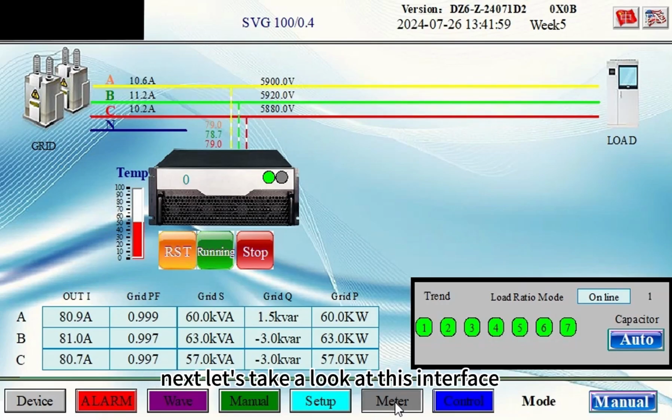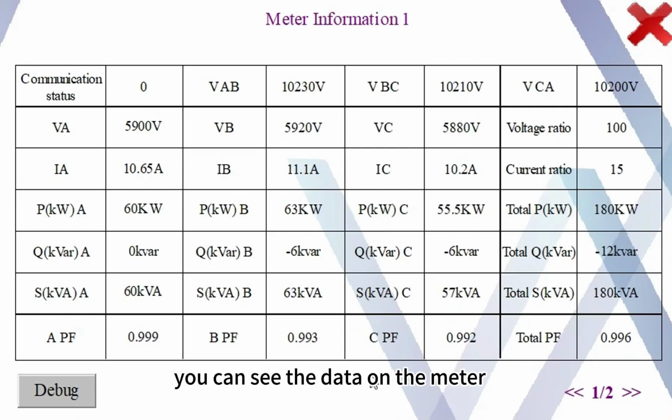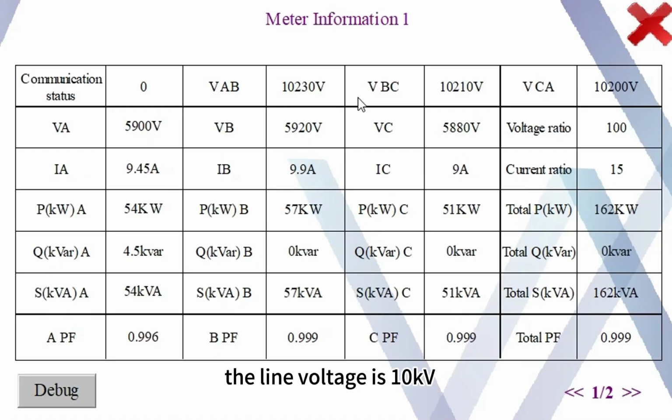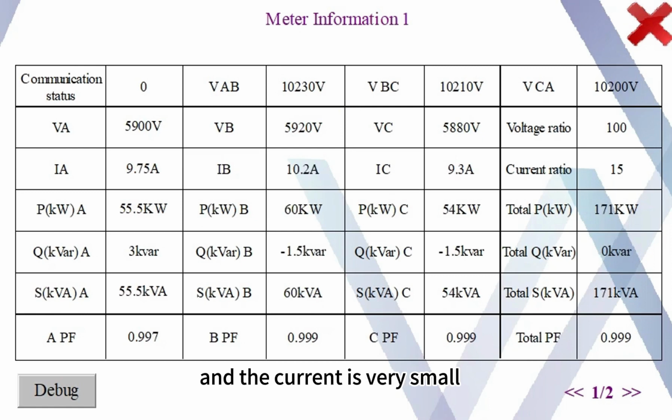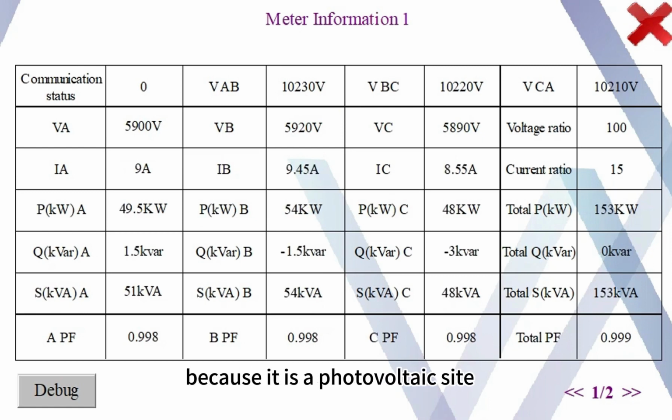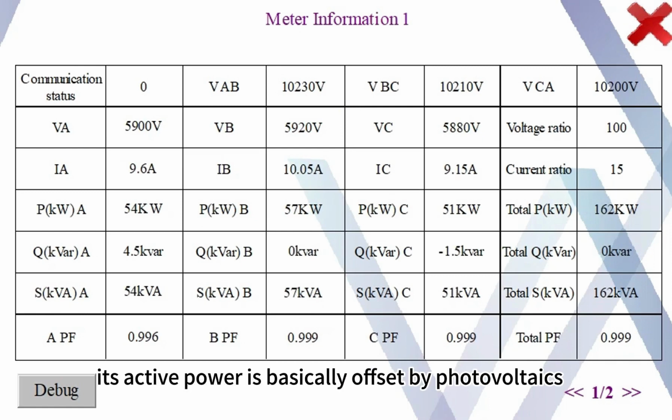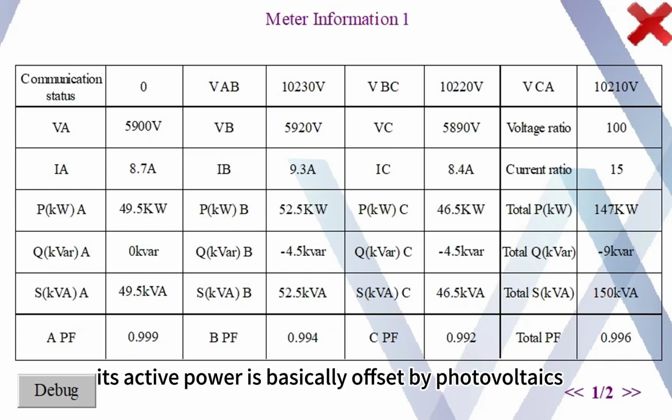Next, let's take a look at this interface. You can see the data on the meter. The line voltage is 10,000 volts and the current is very small. Because it is a photovoltaic set, its active power is basically offset by photovoltaics.